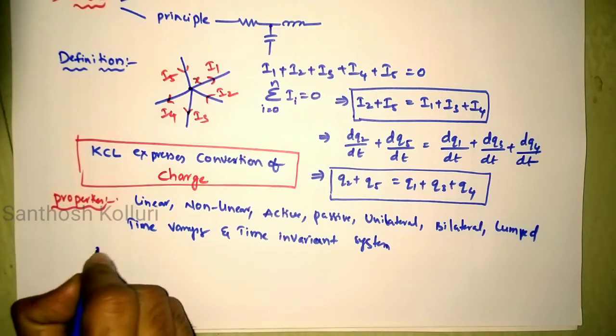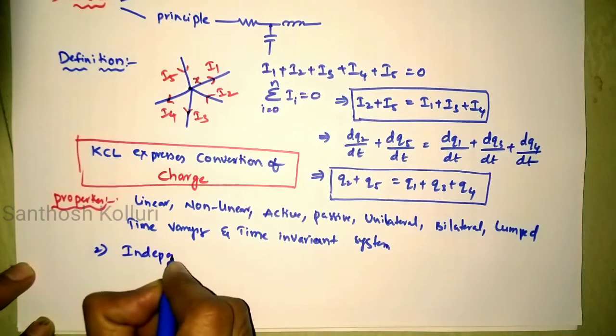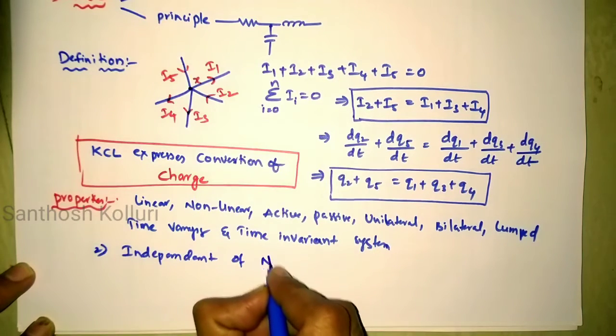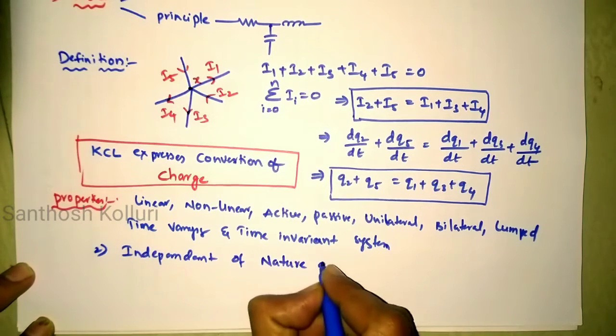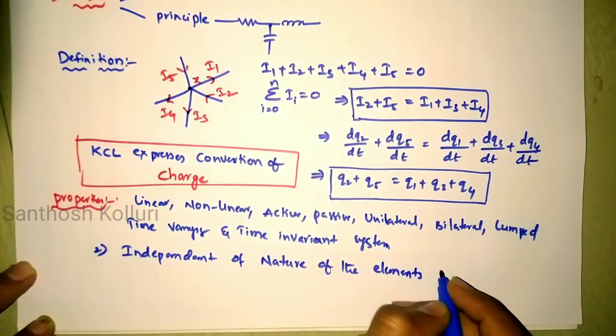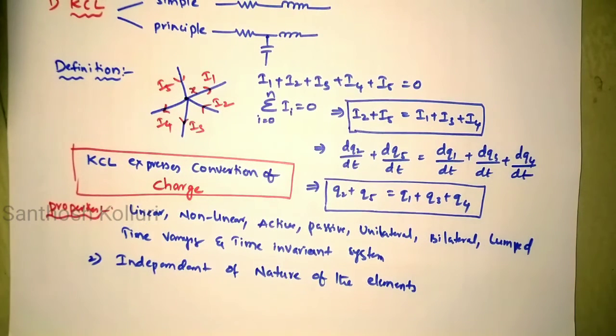And it is independent of the nature of the elements. KCL is independent of the nature of the elements, a very important property. The element may be a resistor, an inductor, a voltage or current source, or a diode. Whatever it may be, KCL is independent of the nature of the elements. We'll see one example problem for this KCL application.